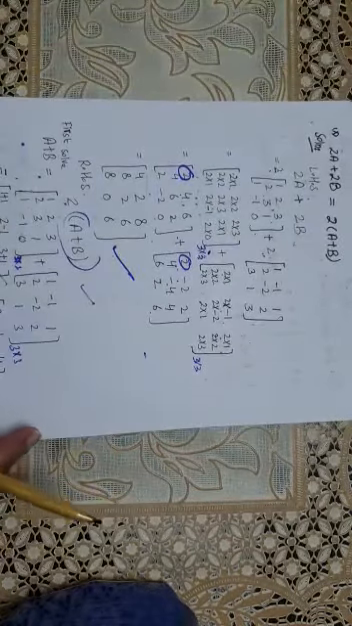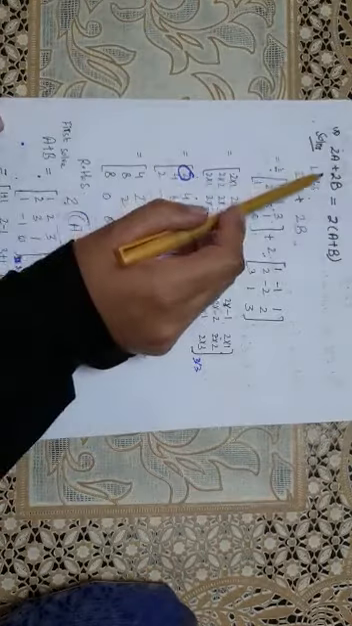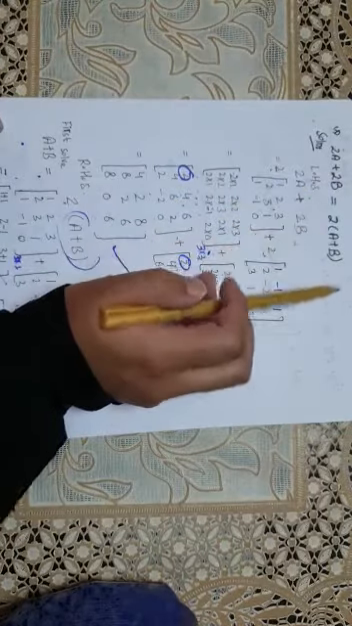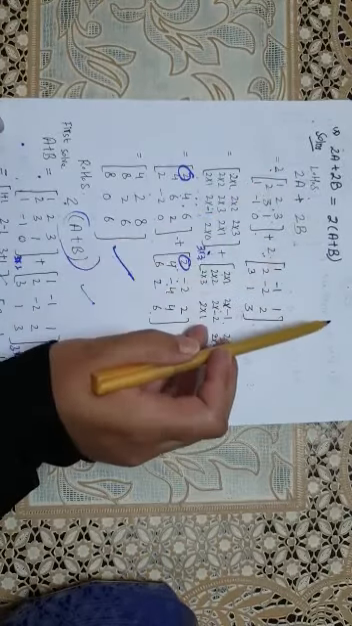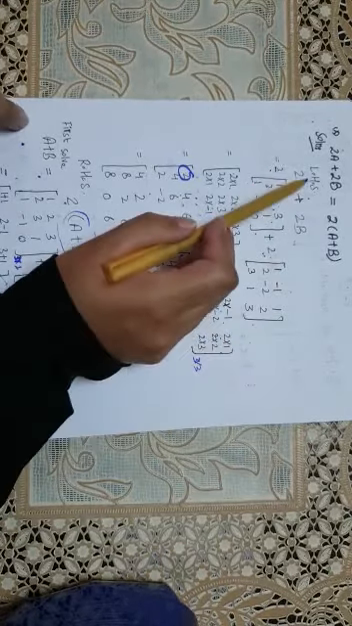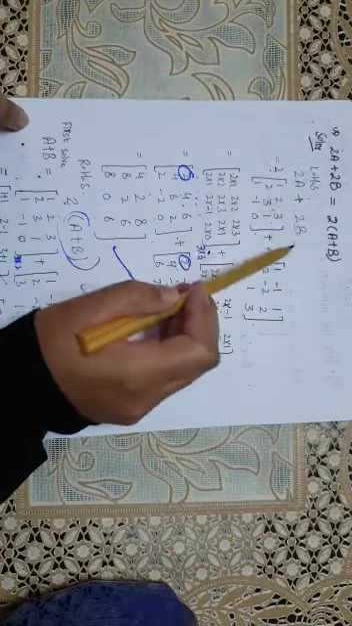Next, question number 10: 2A plus 2B is equal to 2 bracket A plus B. Here again we see that left hand side is equal to right hand side. We have to prove that. First we will take our left hand side, 2A plus 2B.